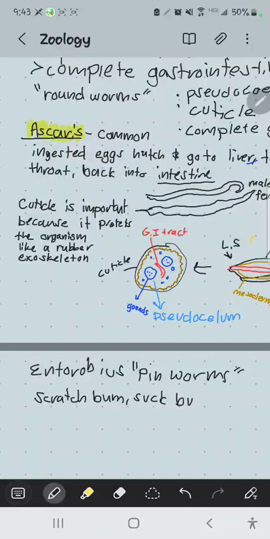The other way to get rid of pinworms is the Scotch tape method. You learn this from grandparents: when you go to change the child's diaper, you take some Scotch tape, hold it backwards, and pull the eggs off from around the anus.